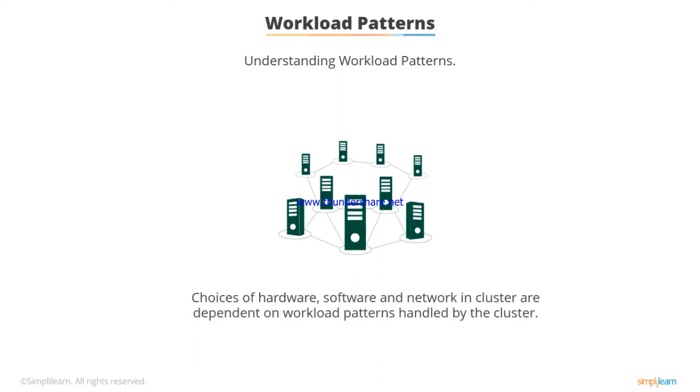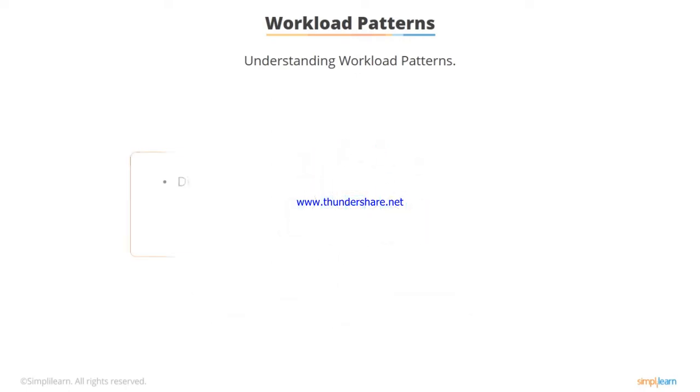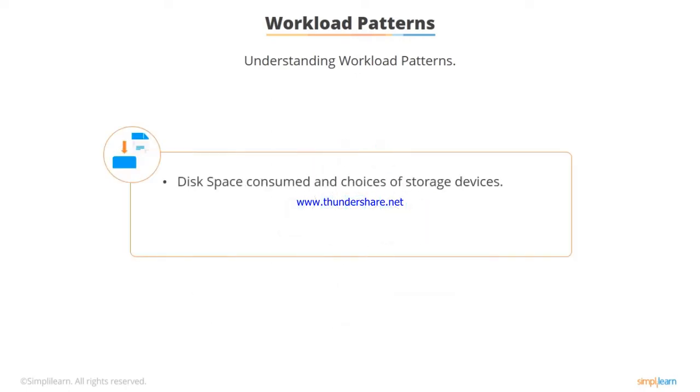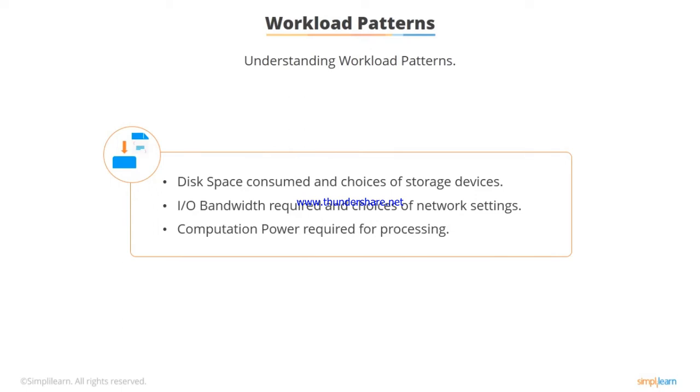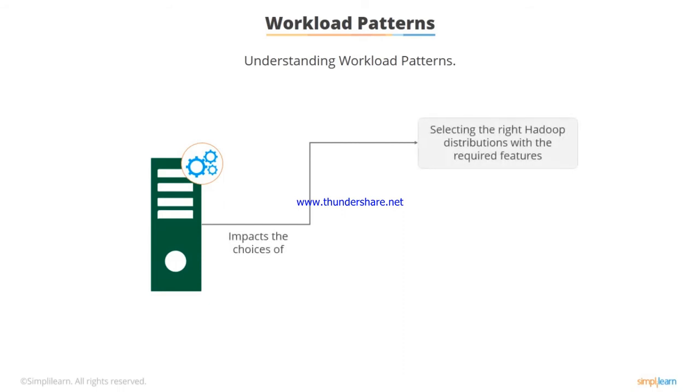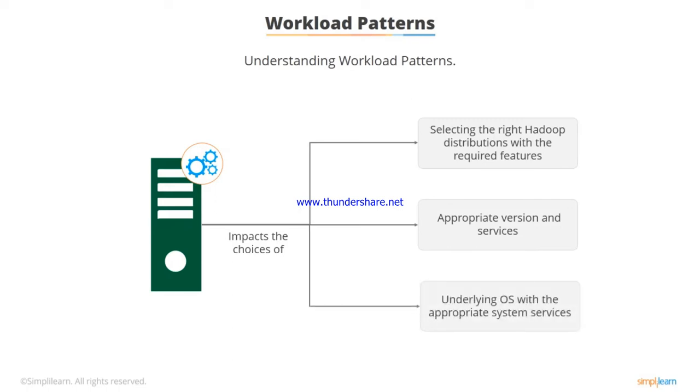A few important parameters affected by workload patterns, which contribute to the decision of accurate hardware sizing, are disk space consumed and choice of storage devices, I/O bandwidth required and network settings, and computation power required for processing. One of the initial tasks when planning a Hadoop cluster is to understand workload patterns. This directly impacts the choice of the right Hadoop distributions with the required features, appropriate versions, and services, and the underlying OS with the appropriate system services.